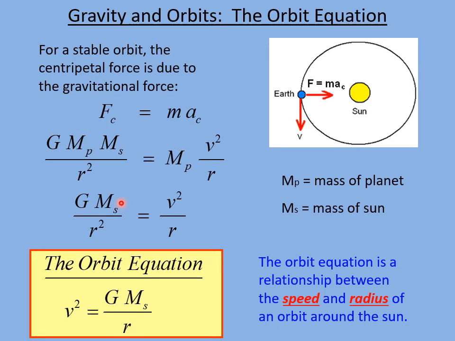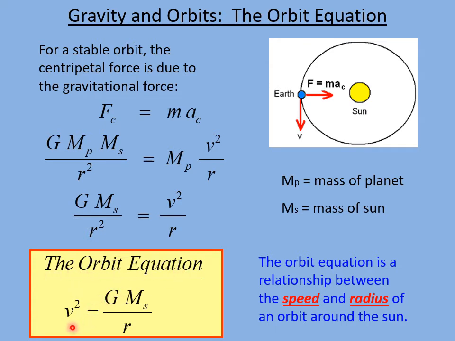The next thing we can do is notice that down over here we have r squared, and over here we have r, so we can multiply both sides by r, which will get rid of this r, and turn the r squared into a regular r. So what we've done then is we've basically solved this equation for v squared. This is called the orbit equation.